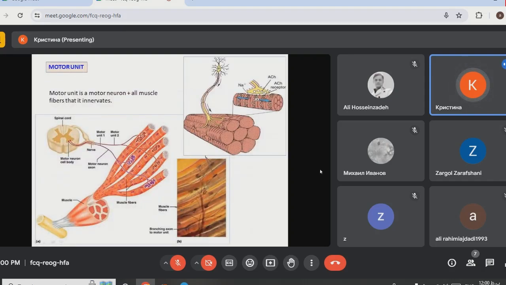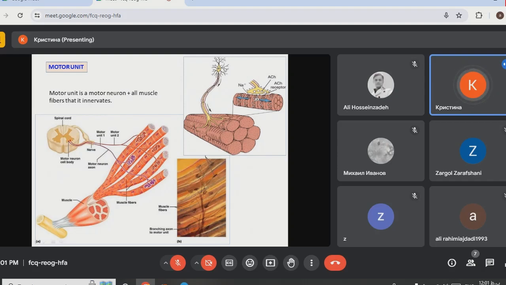And here another functional unit, which is called motor unit. Motor unit is a motor neuron with all muscle fibers that it innervates. Motor neuron is a nerve cell. Here is its body. It has small dendrites and very long axon. Axon can branch in its end portion, and every branch will innervate some muscle fiber.